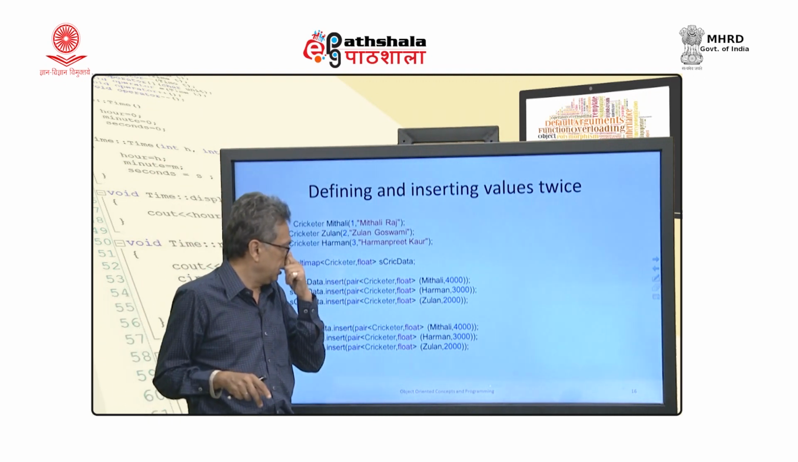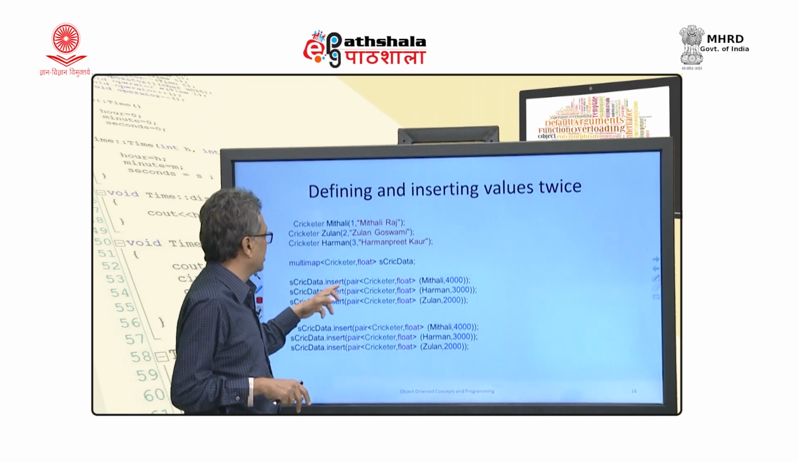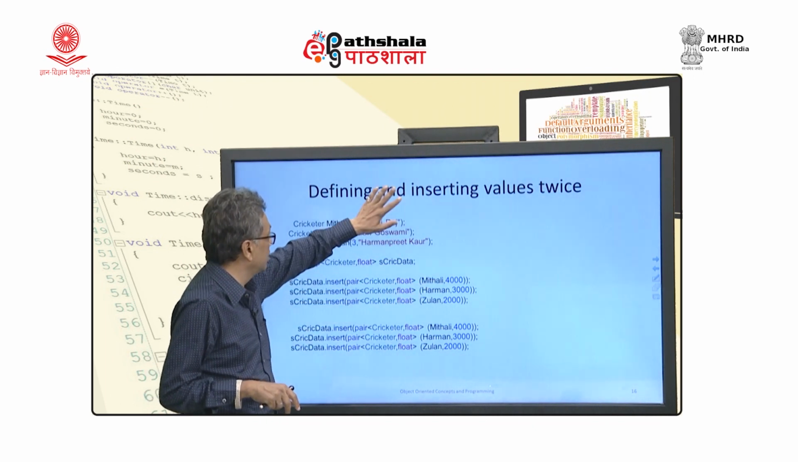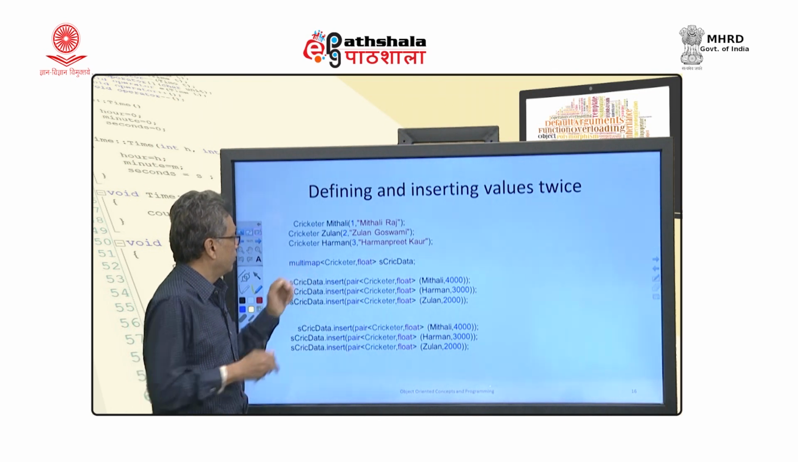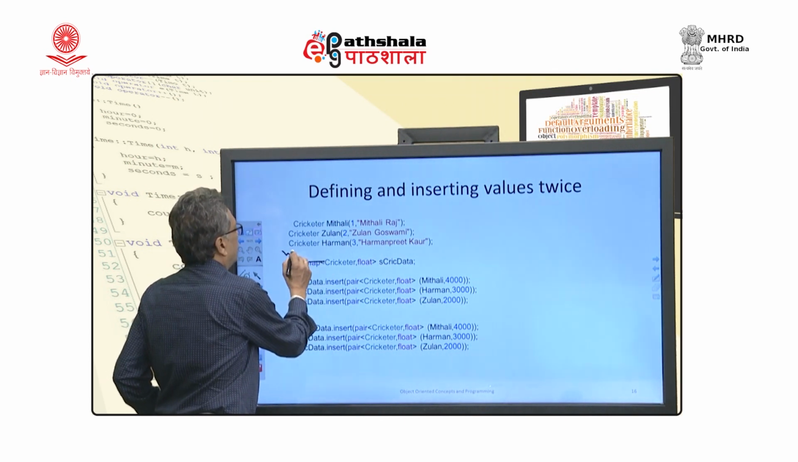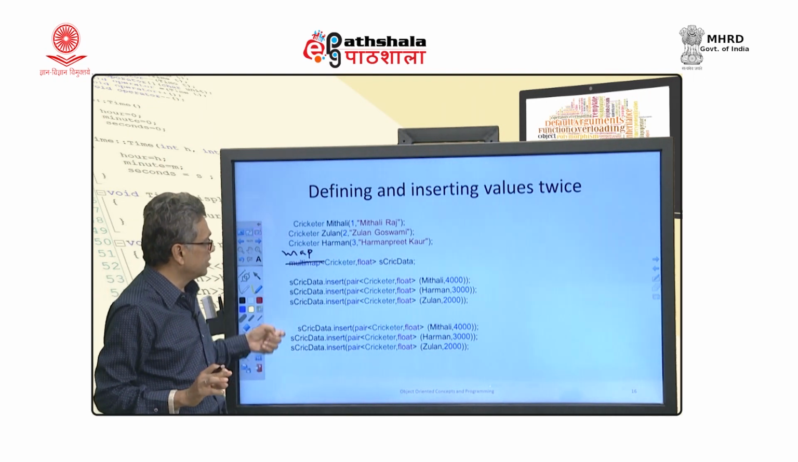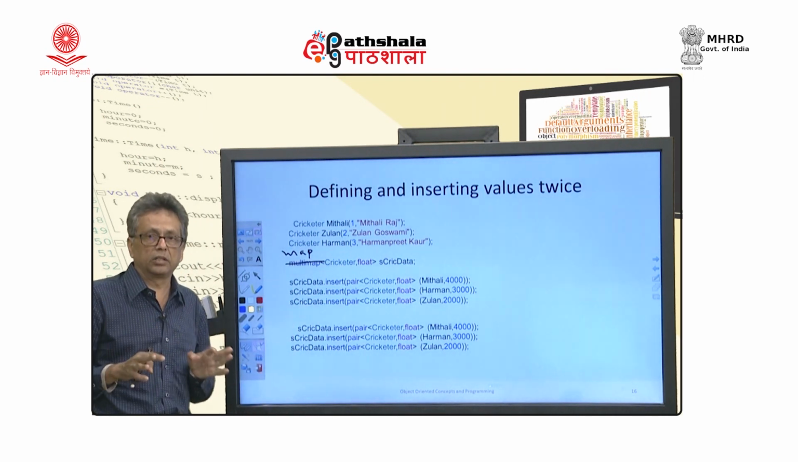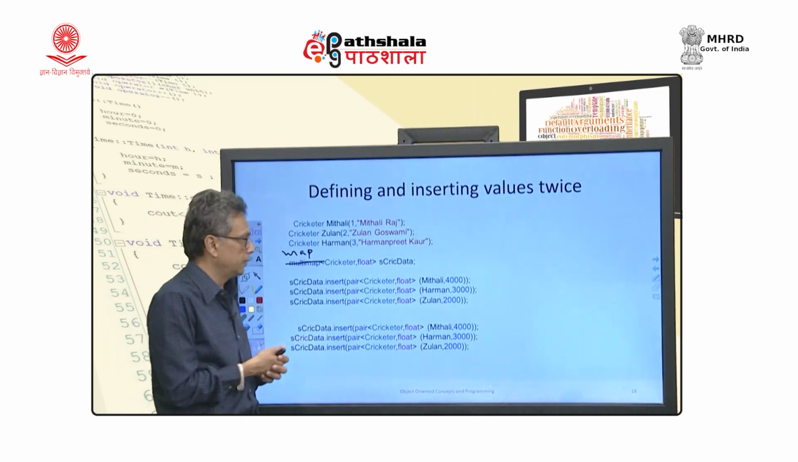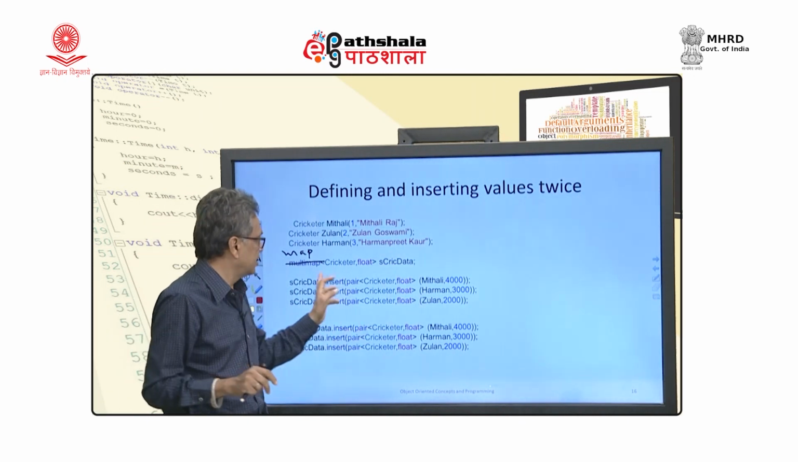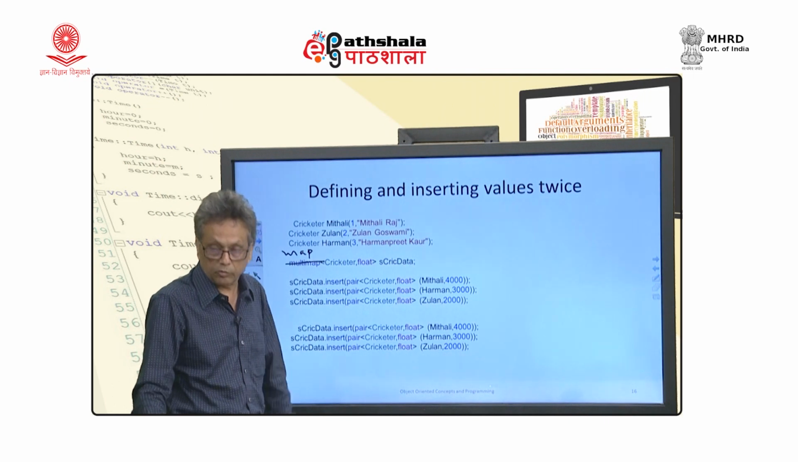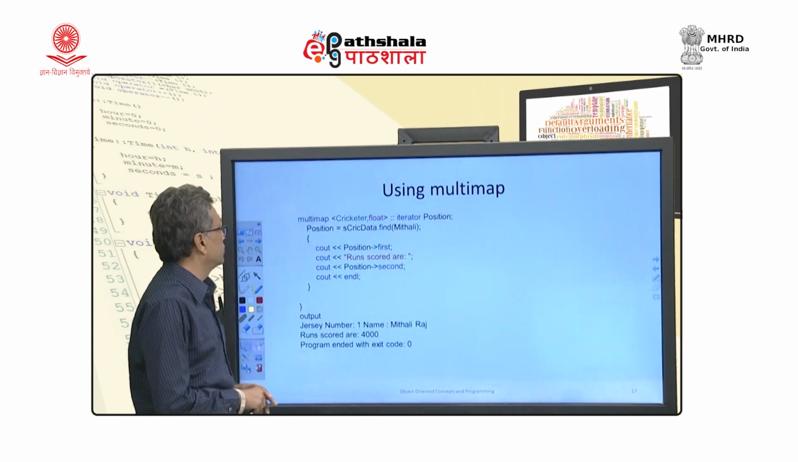Okay. So, in case of S crick data insert pair, I can run the same program by just changing this from multimap to map. It will work. The only issue is that when I am inserting it twice, it will not insert it twice, the second version will overwrite the first one, but otherwise it is going to work. As I said, this syntax is very acceptable in case of map as well.